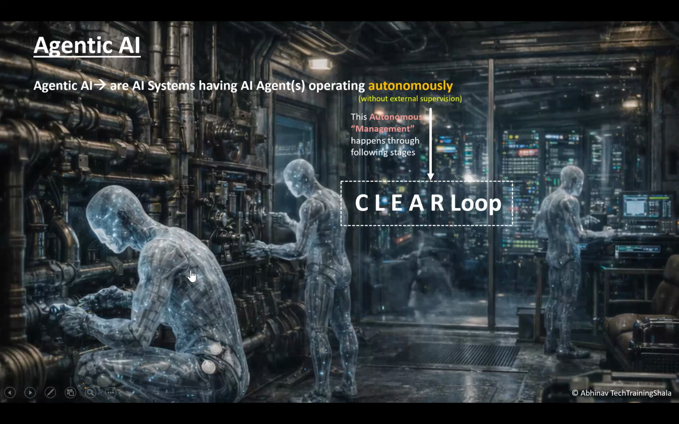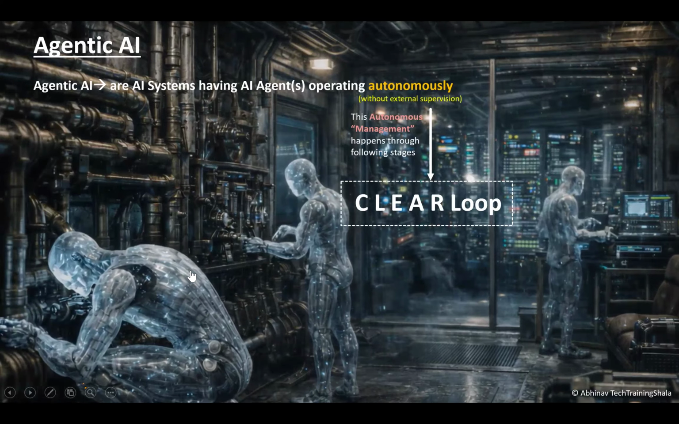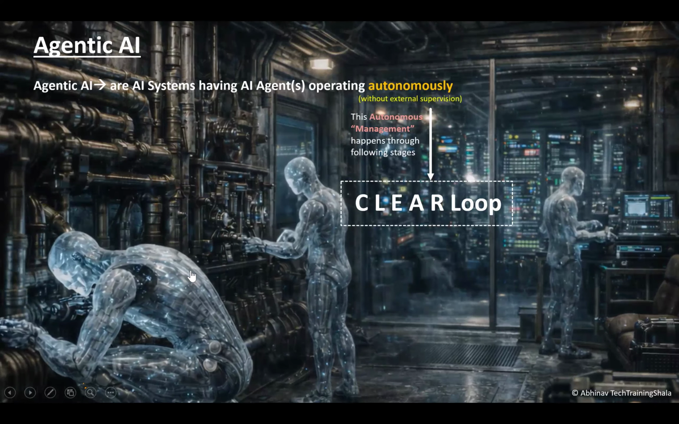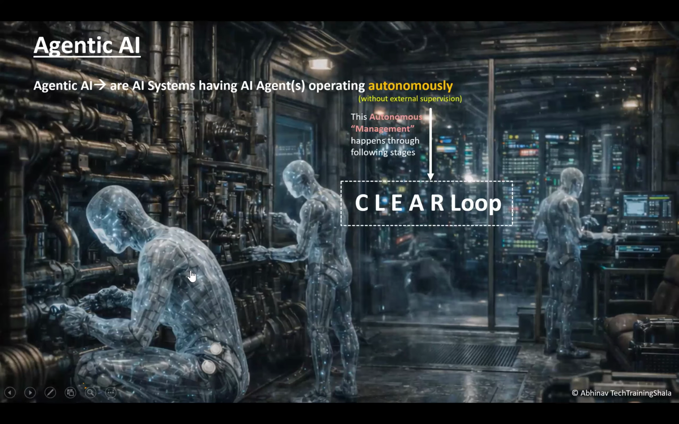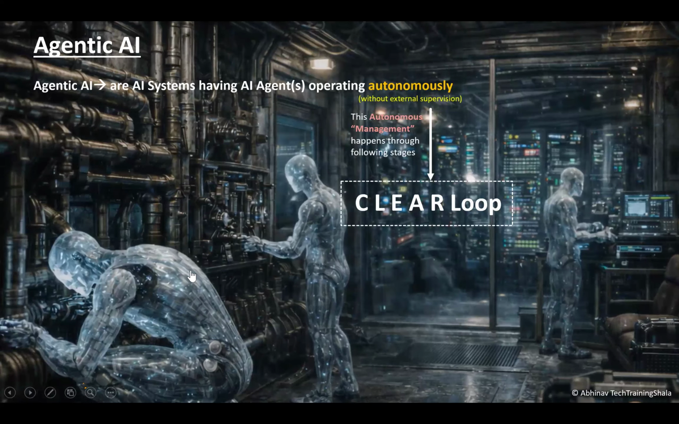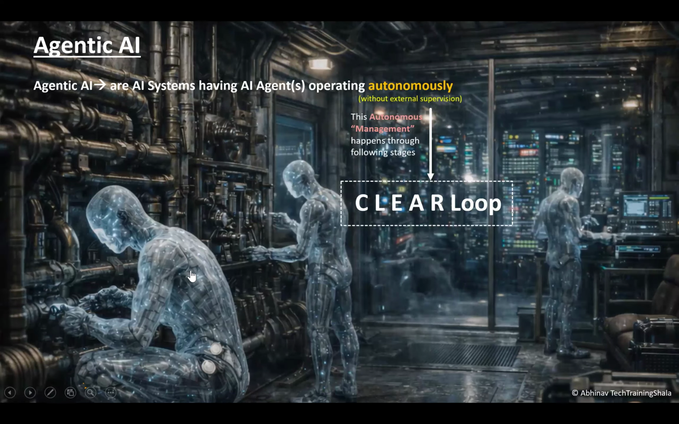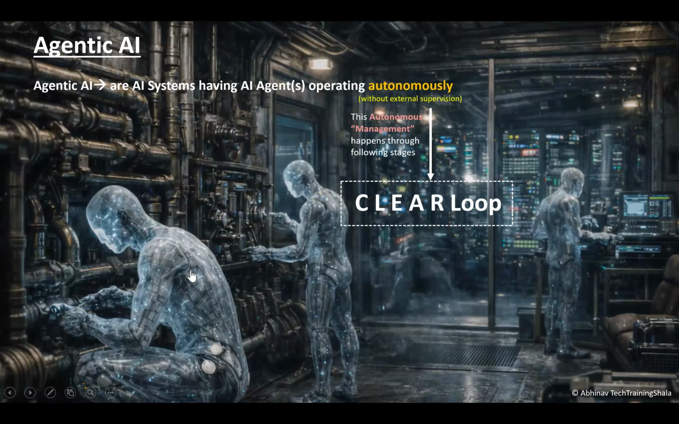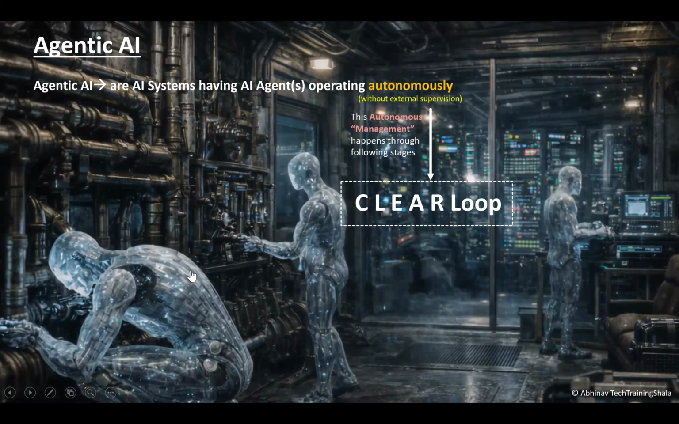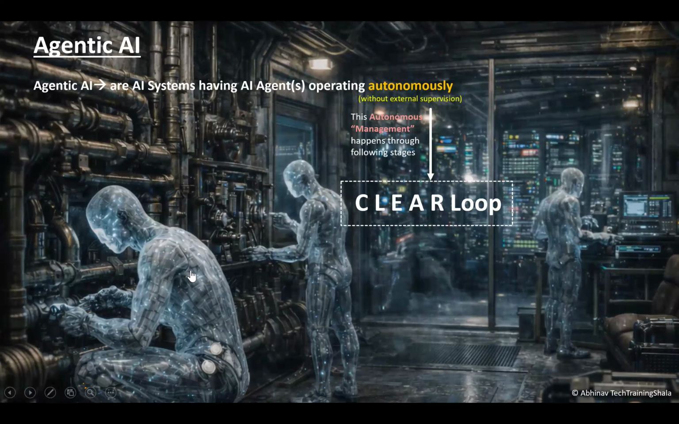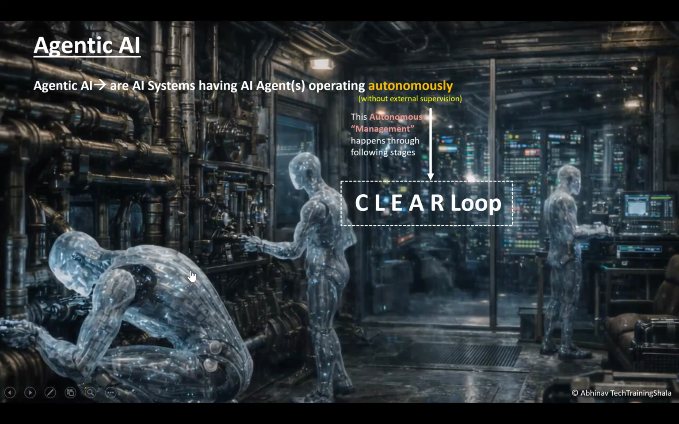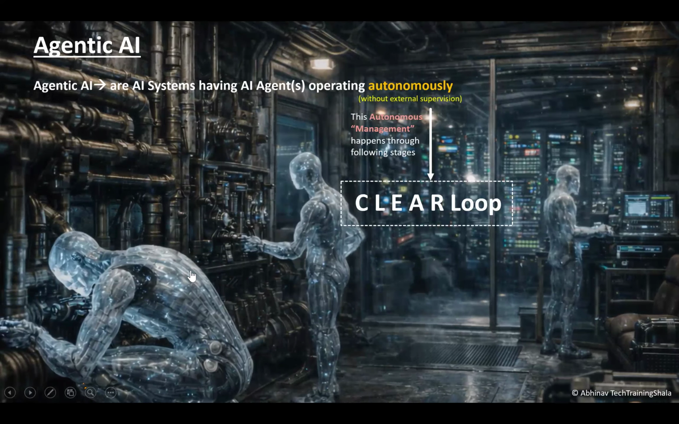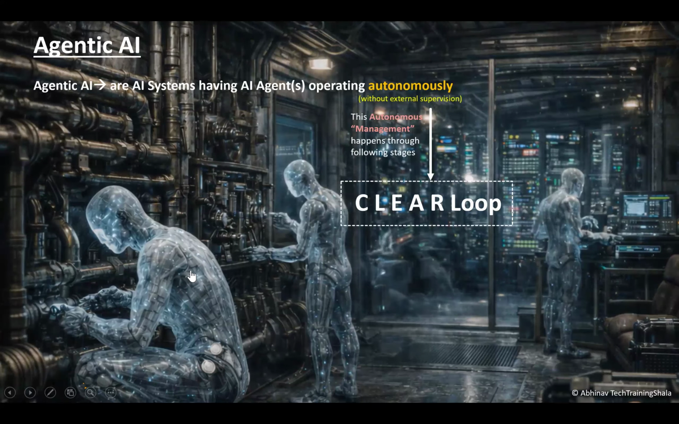Next is agentic AI. Okay, now we have seen AI agents. What is agentic AI? Agentic AI are AI systems that operate autonomously. So what do you mean by autonomously? Autonomous means without external supervision. So you have given the input once and then it basically operates without any external supervision. And this autonomous management happens through the following stages, the CLEAR loop. Now let's see what the CLEAR loop is.